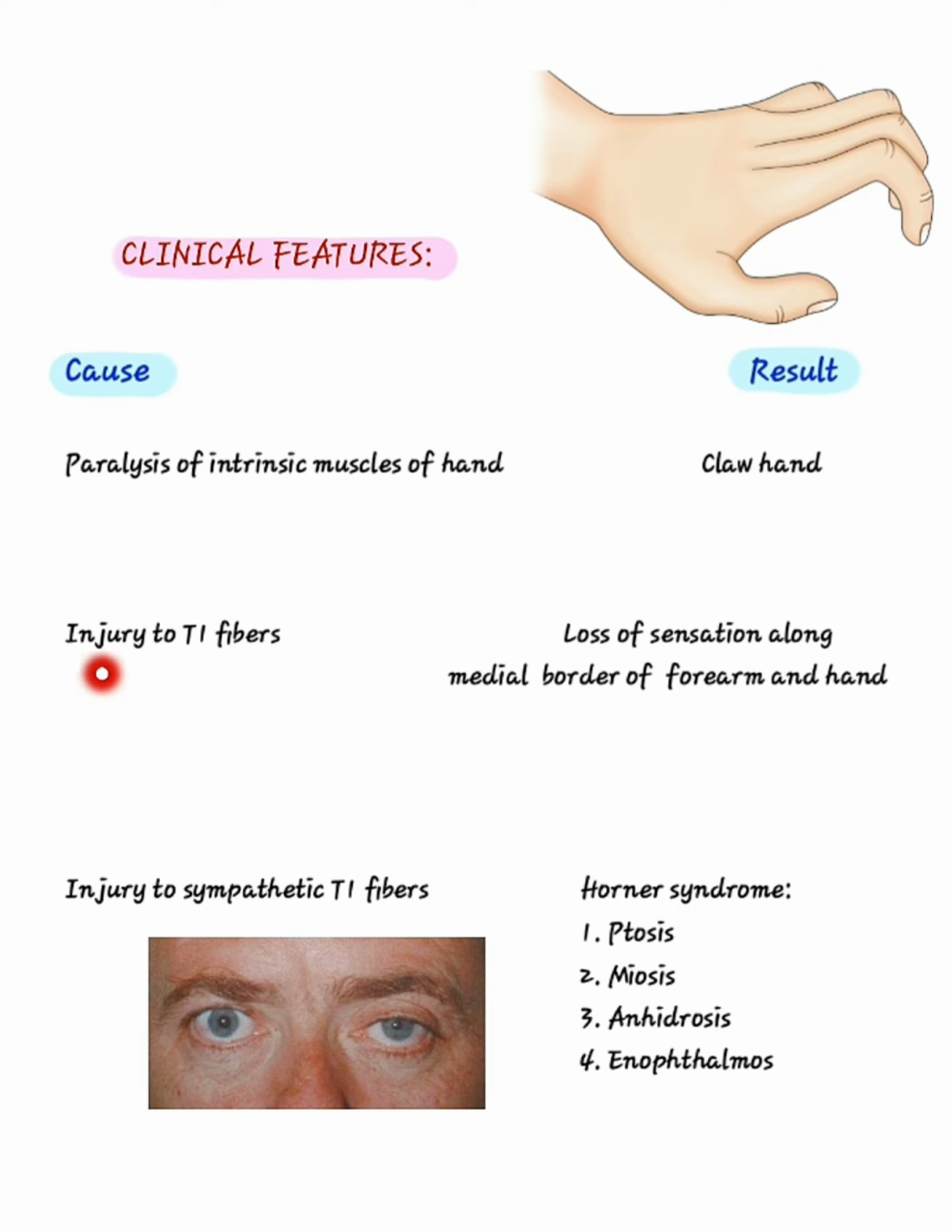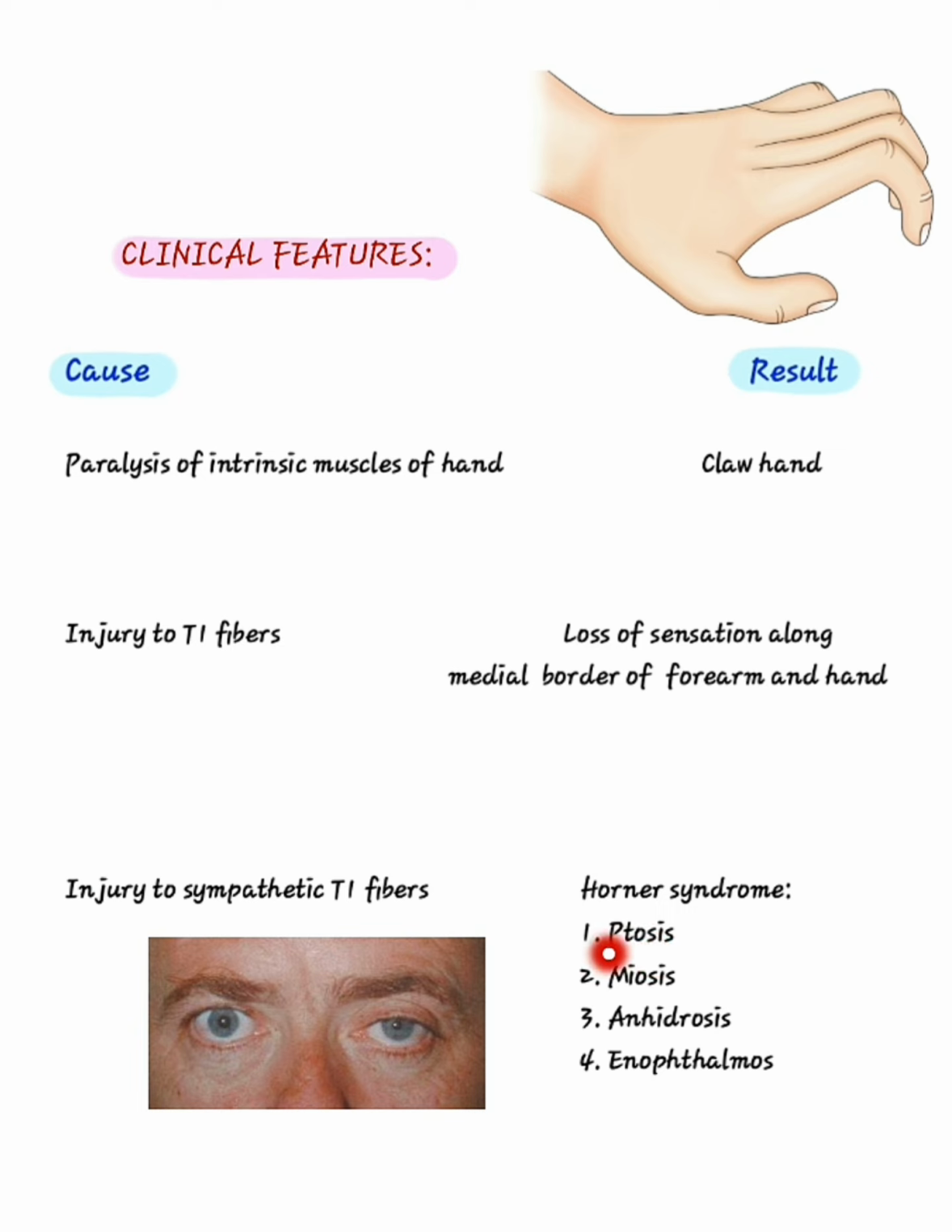Due to injury to T1 fibers, there is loss of sensation along the medial border of forearm and hand. Due to injury to sympathetic T1 fibers, patient presents with Horner syndrome. It includes ptosis, miosis, anhidrosis, and enophthalmos.